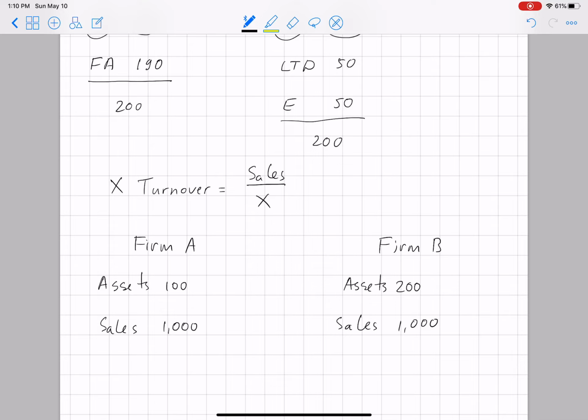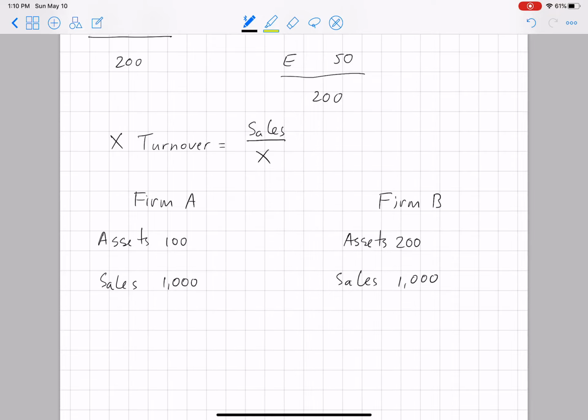Okay, so in this case, your gut feeling, your intuition would tell you that firm B is worse than firm A, that somehow firm A is doing a better job. So how can you quantify it? Well, you calculate asset turnover.